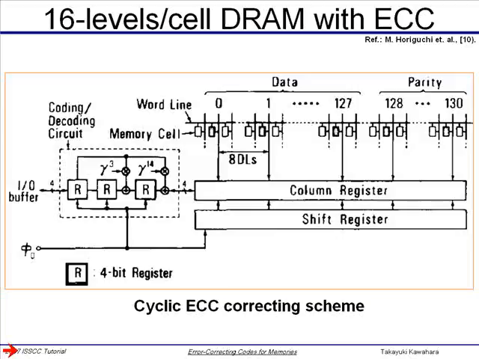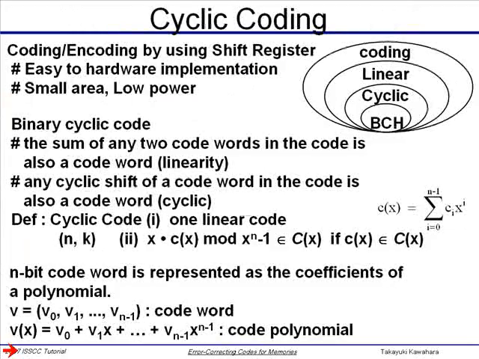So what is a cyclic ECC? Cyclic ECC is important because it can be encoded by only a shift register. Therefore, it is very easy to implement in hardware, and it can achieve small area and low power. Okay, so the cyclic code is very simple.